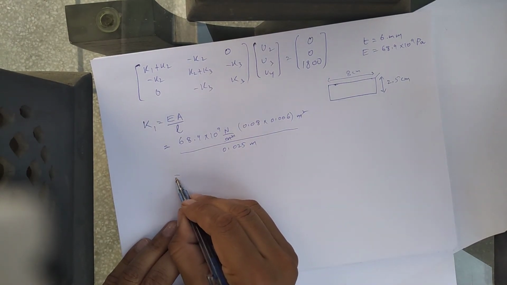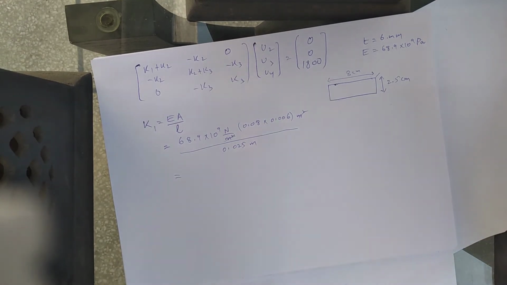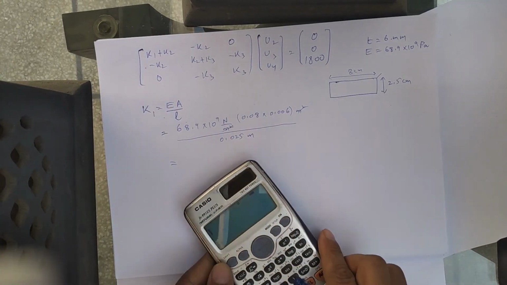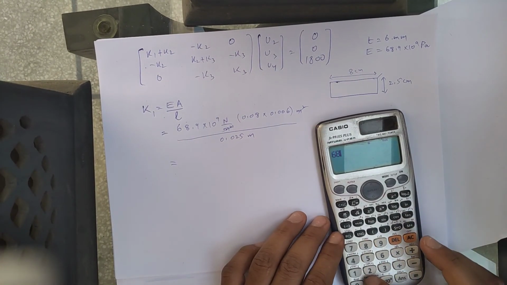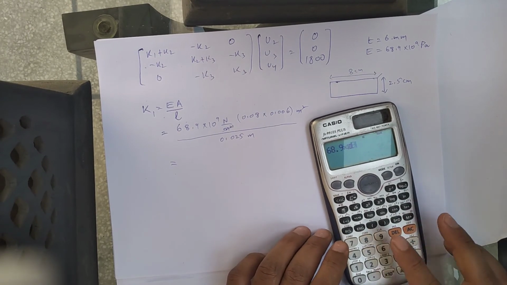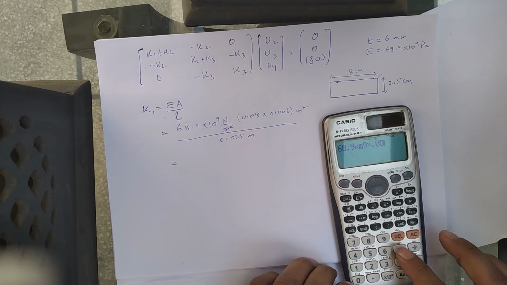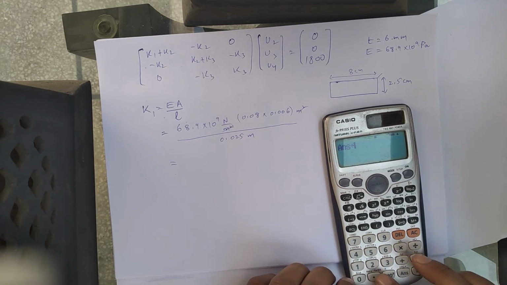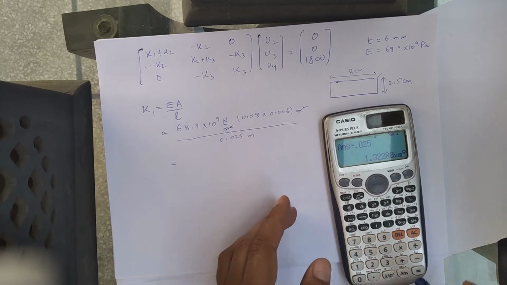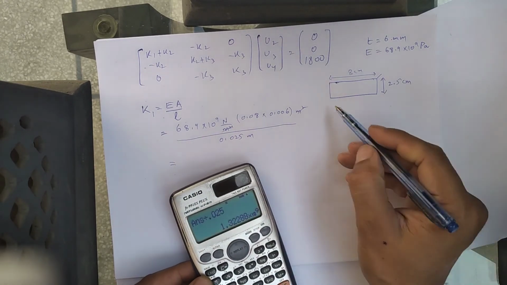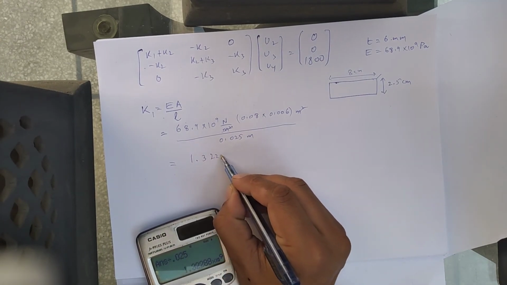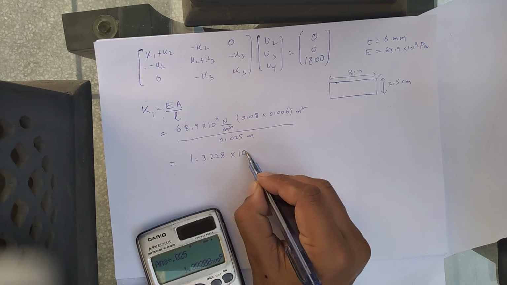Okay, so K1 will be, we have this value of 68.9 into 10 raised to power 9 multiplied by 0.08 multiplied by 0.006 divided by 0.025. So that will be 1.38 into 10 raised to power 9. So that will be the value of K1, 1.3228 into 10 raised to power 9.